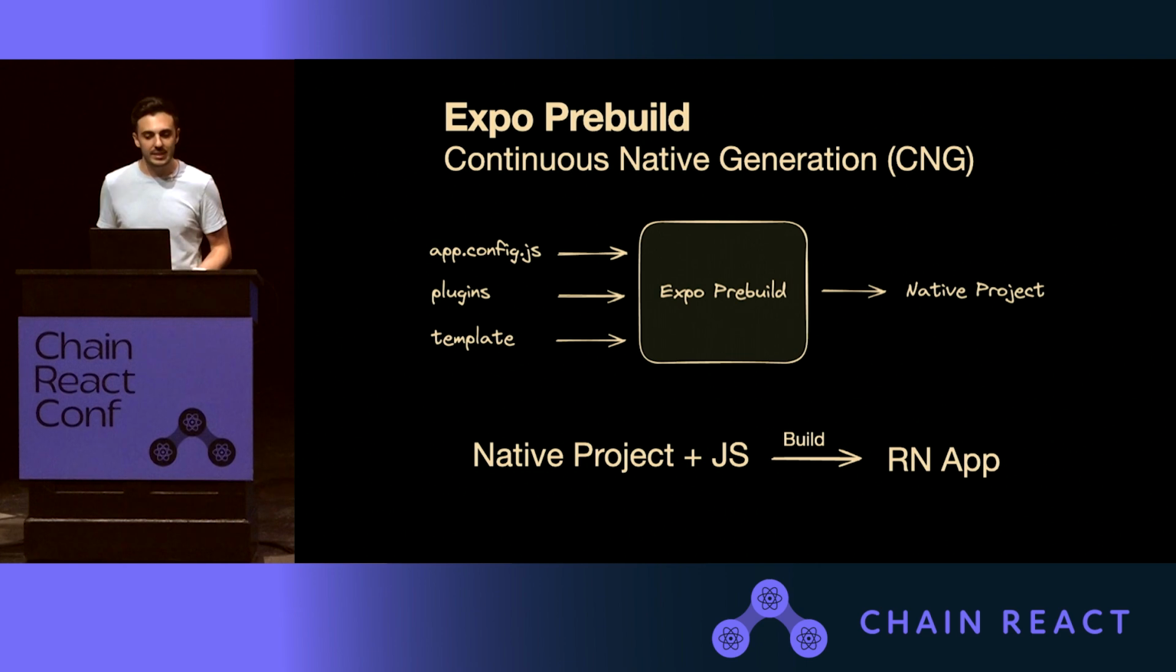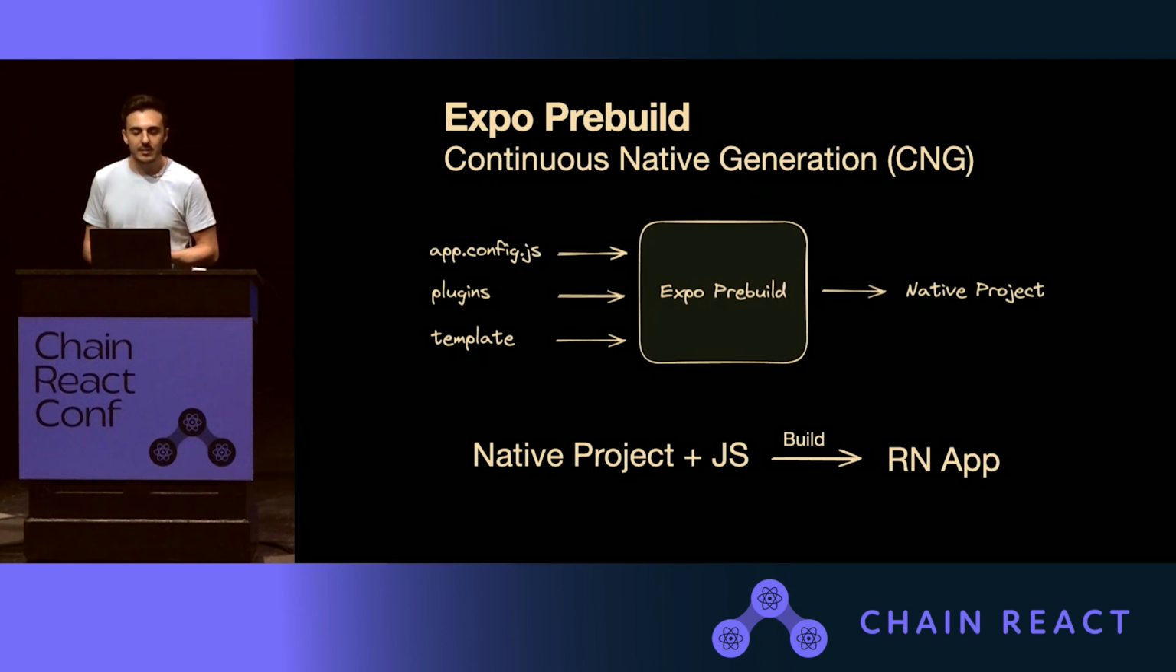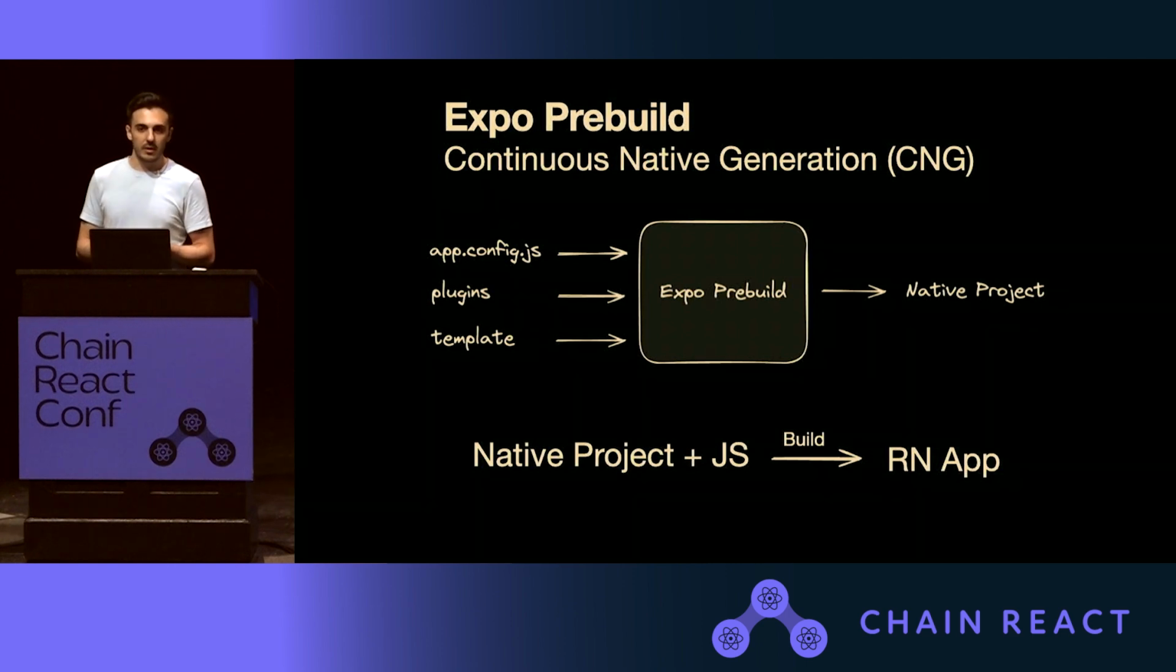So, what is it? It is a system that takes a set of inputs and outputs a native project that, along with the JS bundle, can be compiled into a React Native app. This system is an implementation of an abstract process that Expo calls continuous native generation.